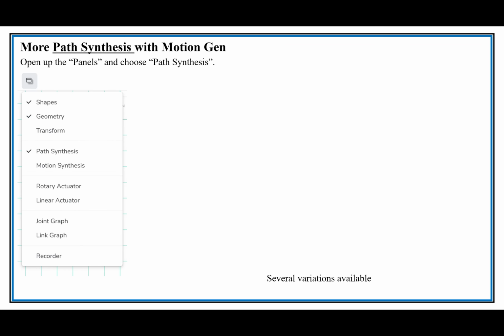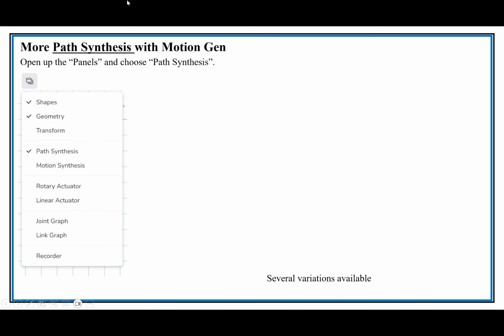Okay, we're back. This is class 6 and this is video 3. We'll talk a little bit more about path synthesis using the panels in MotionGen. This would be very interesting if I could find some better resources so we could make these ourselves without relying on MotionGen, but that's fine.